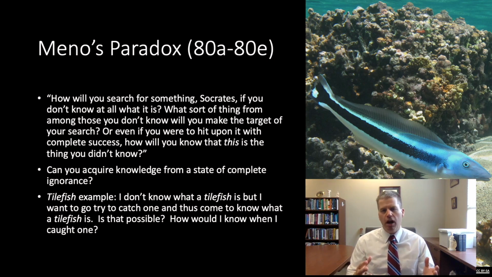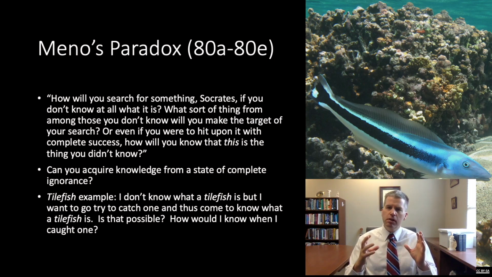And at the middle part of the dialogue, you get this sense of how are we going to proceed, because we no longer know what arete is. And this is where the central paradox occurs. So we have here at 80a, it's Meno talking to Socrates, and he says, how will you search for something, Socrates, if you don't know at all what it is? What sort of thing from among those you don't know will you make the target of your search? Or even if you were to hit upon it with complete success, how will you know that this is the thing that you didn't know at all, when you don't know the thing at all?